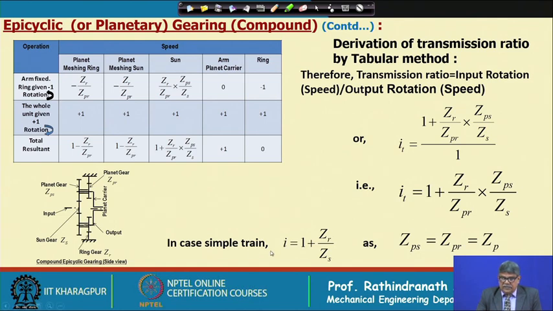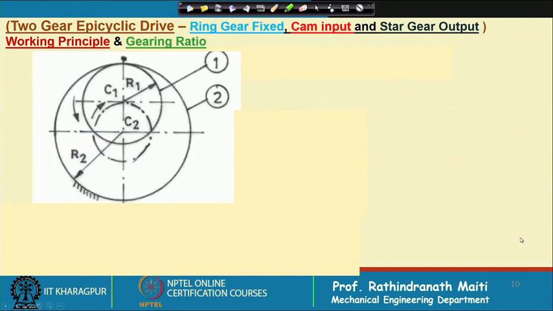In a simple train, I is equal to 1 plus Z r by Z s, because Z p s is equal to Z p r is equal to Z p, which we have already discussed. Next, we shall consider a slightly more complicated epicyclic drive. In that case, we have only two gears. Gear 1 is the pinion with external teeth, as shown here, and gear 2 has internal teeth, an internal gear.